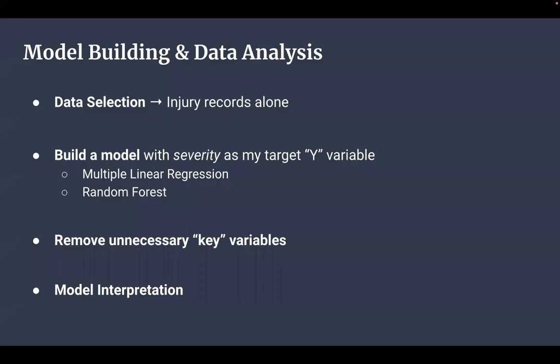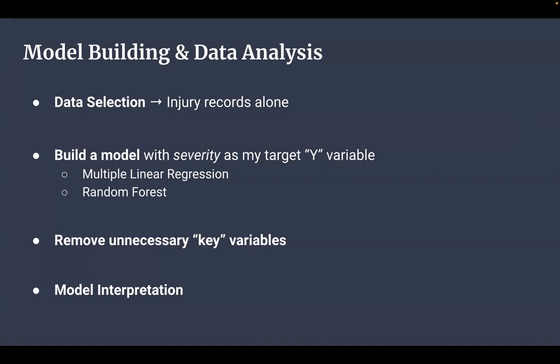So here we get into our model building and data analysis. So the first thing to mention, our data selection. As I mentioned prior, the data selection includes injury records alone. So here our focus shifts to evaluating the relationship between the injuries themselves and the contributing factors, as opposed to evaluating the risk of someone getting injured or not. We're purely going to be focusing on injuries here, specifically the severity level of injuries.